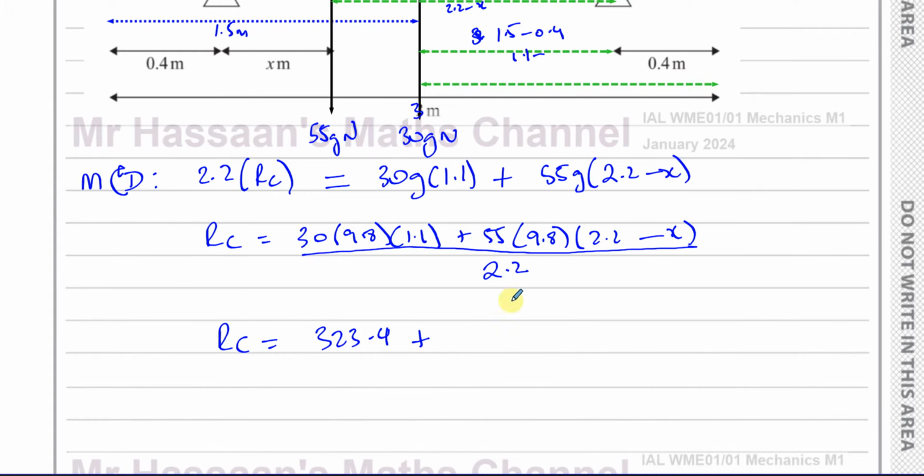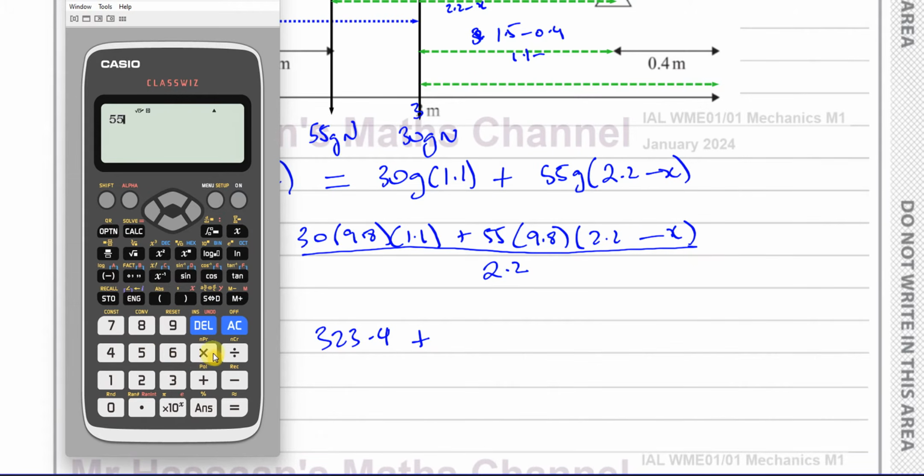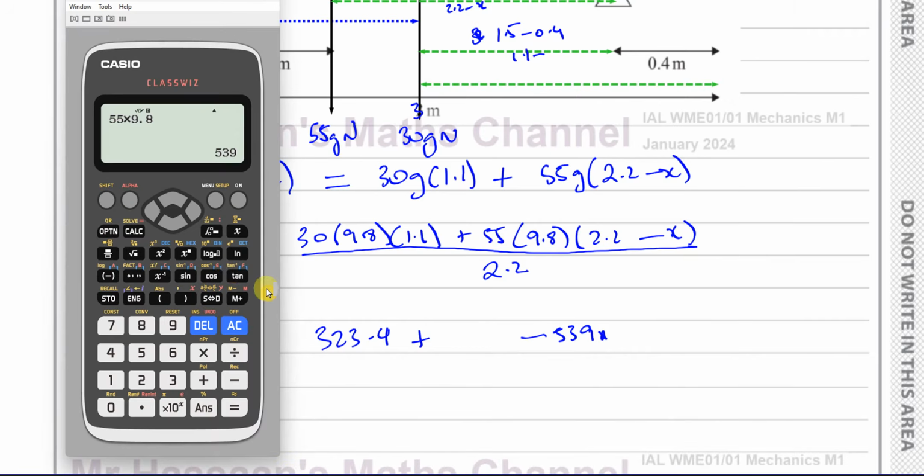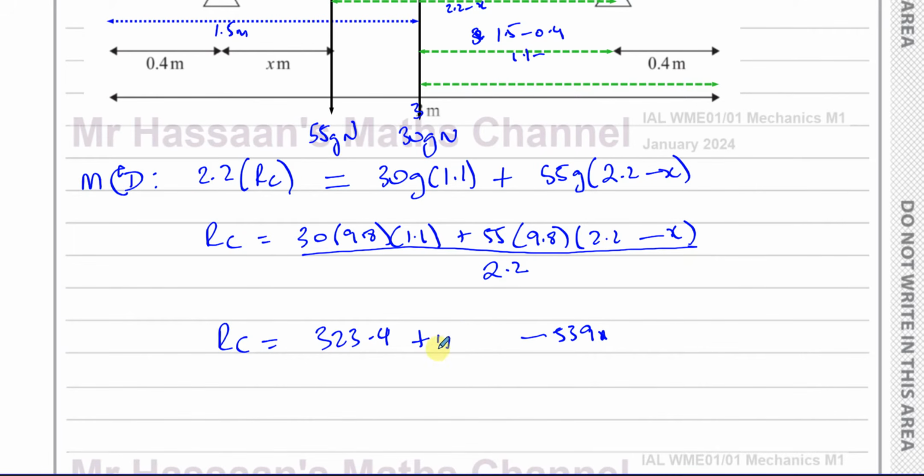323.4 plus, I'm going to have 55 times 9.8 times (2.2 minus x). So 55 times 9.8 gives us 539, which will be, so you're going to have here that times minus x, so it can be minus 539x, but also that is going to multiply by 2.2 as well. So just to make sure, 539 times 2.2 gives us 1185.8. And all of this is going to be over 2.2.